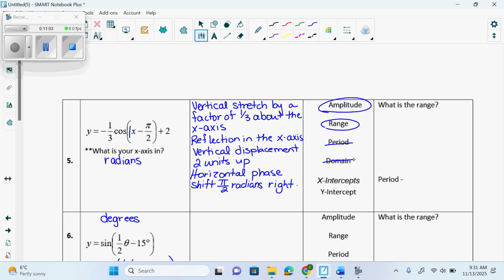X and y intercepts, are they going to change? Yeah, I'm moving it pi over 2 to the right. I'm also moving it 2 up. So both of these are changing.